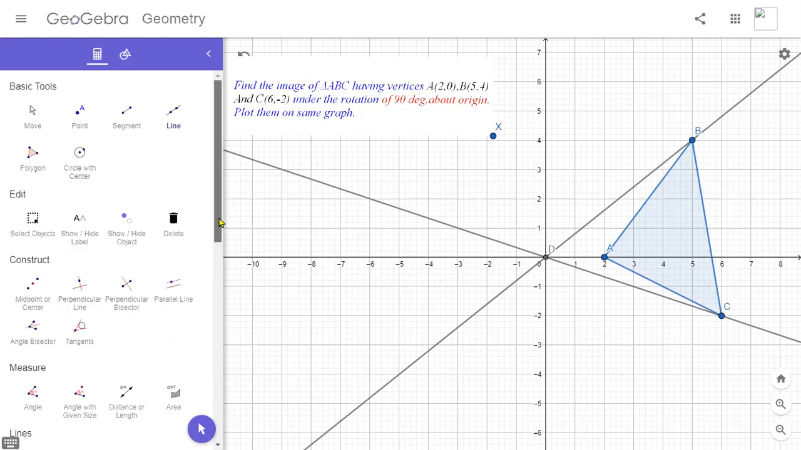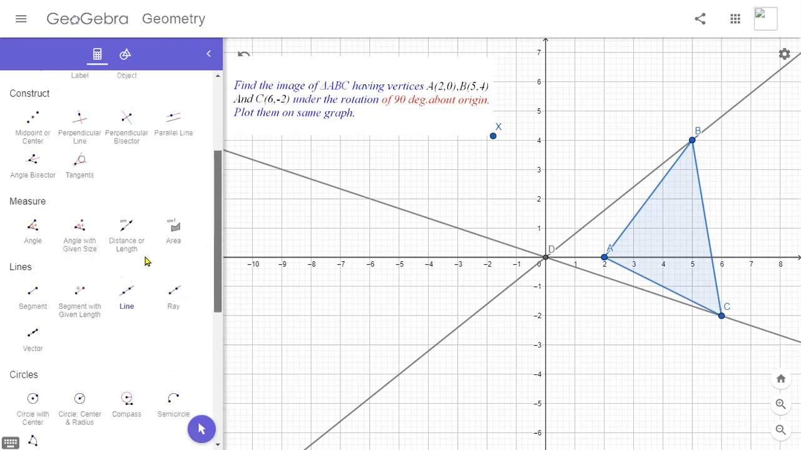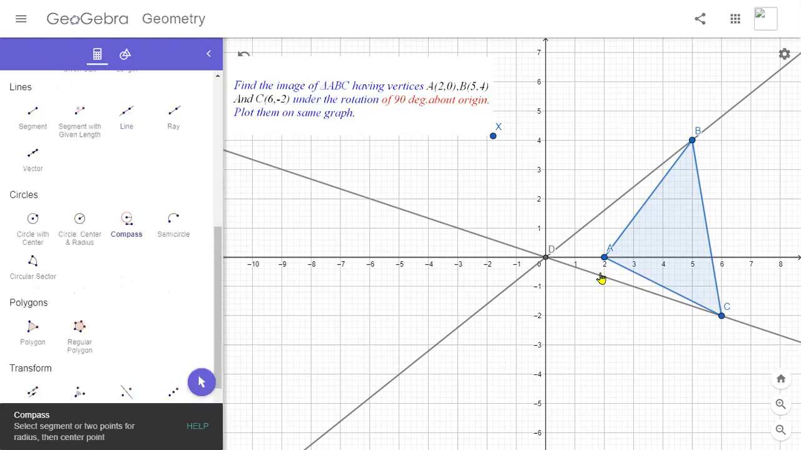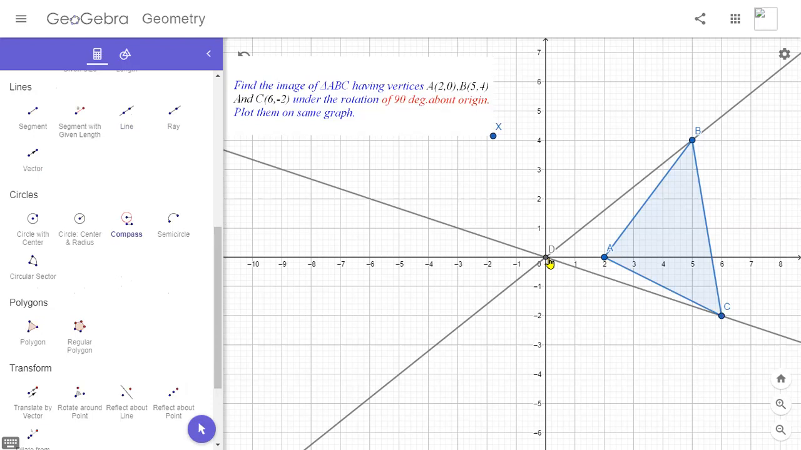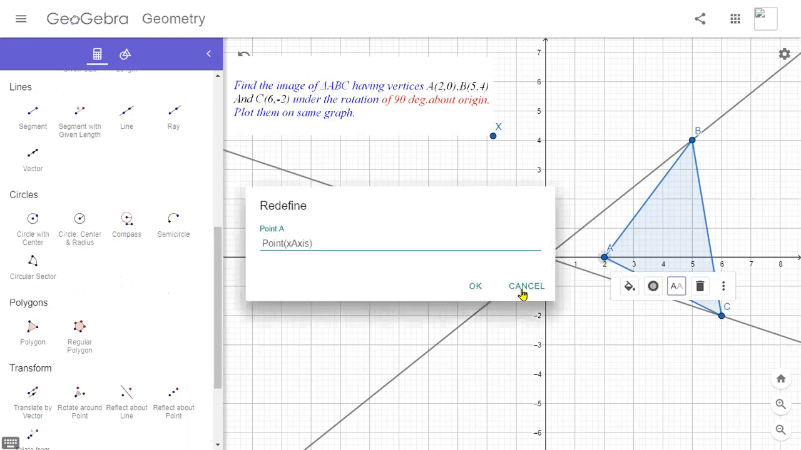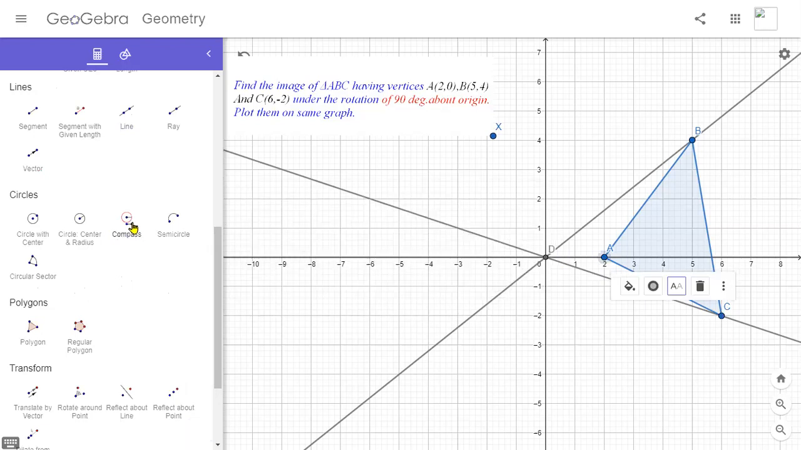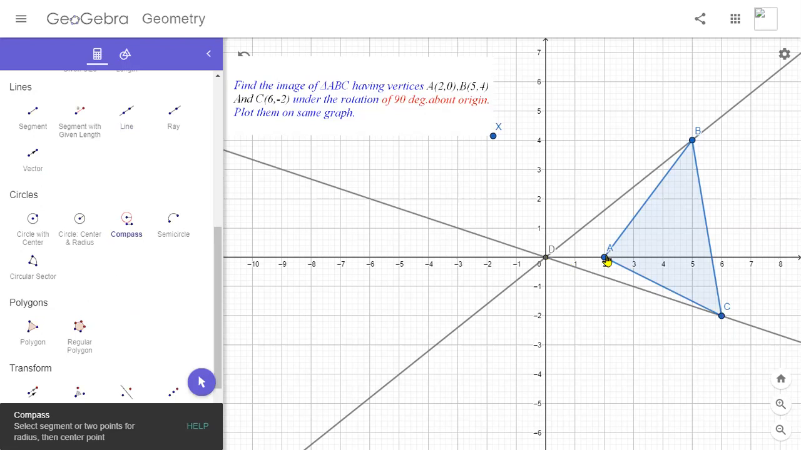First of all, let me take the vertex A. This is the center of this rotation, and we have to draw the circle with the radius dA. Let me draw the circle with the radius dA.